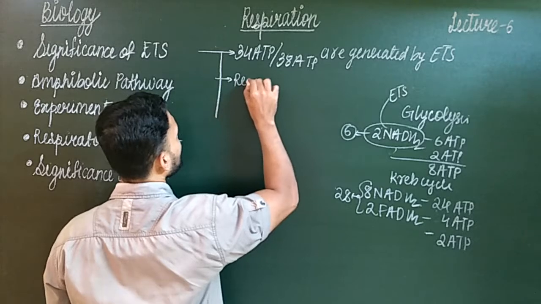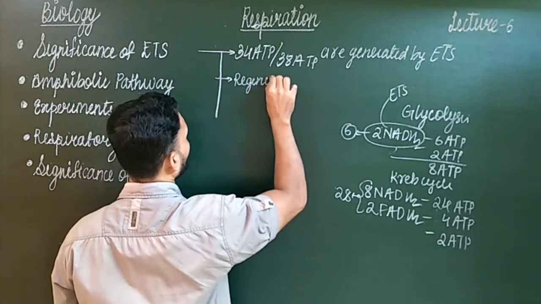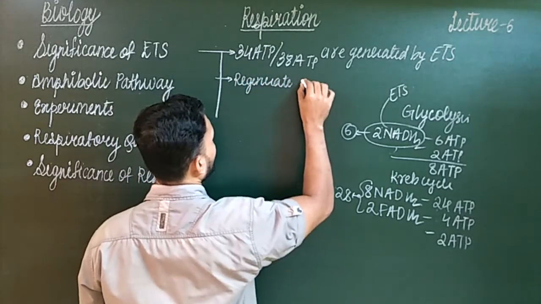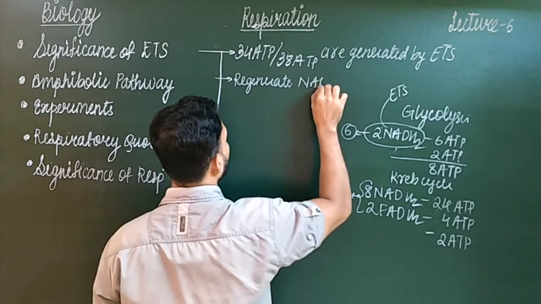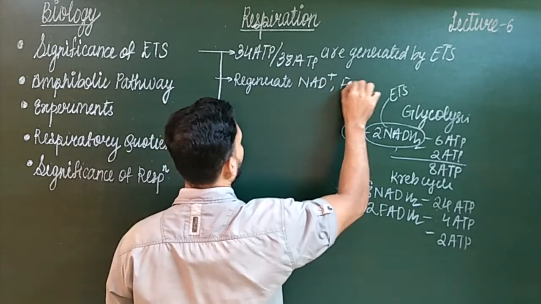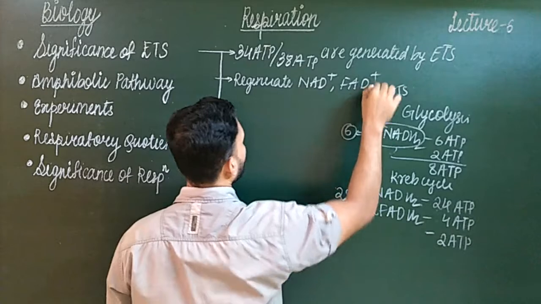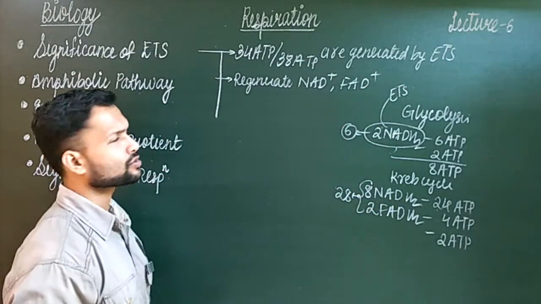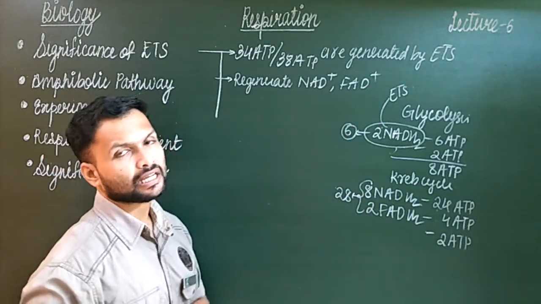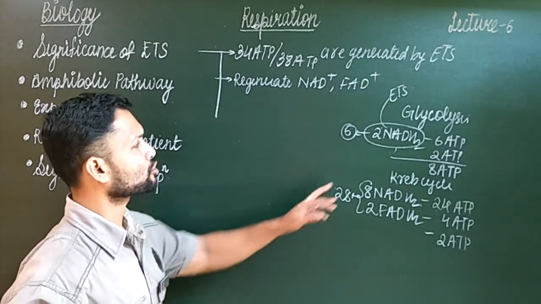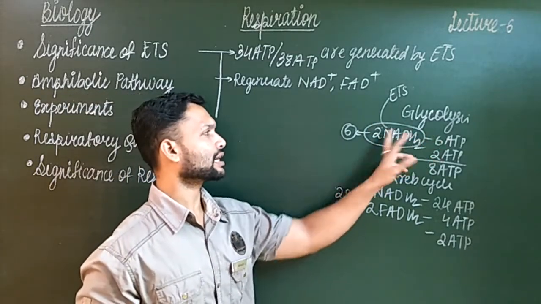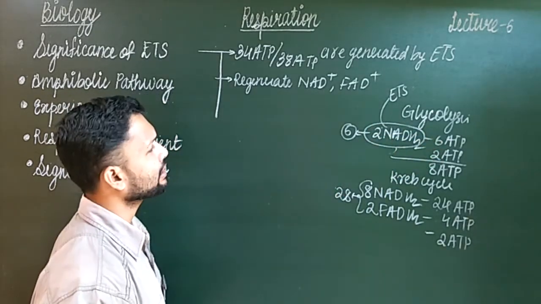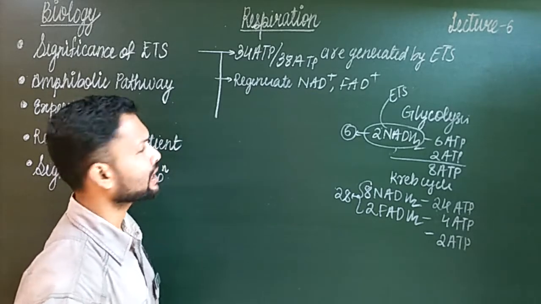Then it will regenerate back. It can regenerate NAD plus and FAD plus. These are hydrogen acceptors, or we can also call them electron acceptors. Generally these are regenerated back, because NADH2 will break down, it will liberate its hydrogen and again form NAD plus.